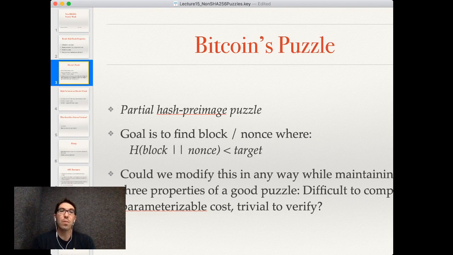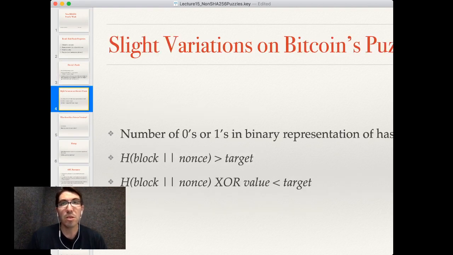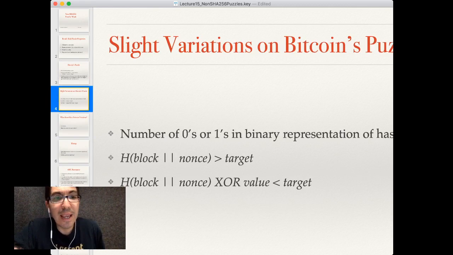So could we modify this in any way while still maintaining these properties? That it's difficult to compute, trivial to verify, and has a parameterizable cost. So of course, from a trivial perspective, instead of trying to create a very small target, perhaps we try to create a very large target, or we try to calculate the number of zeros or ones in binary representation, or we XOR it against a value while still getting the basic idea of a hash pre-image.